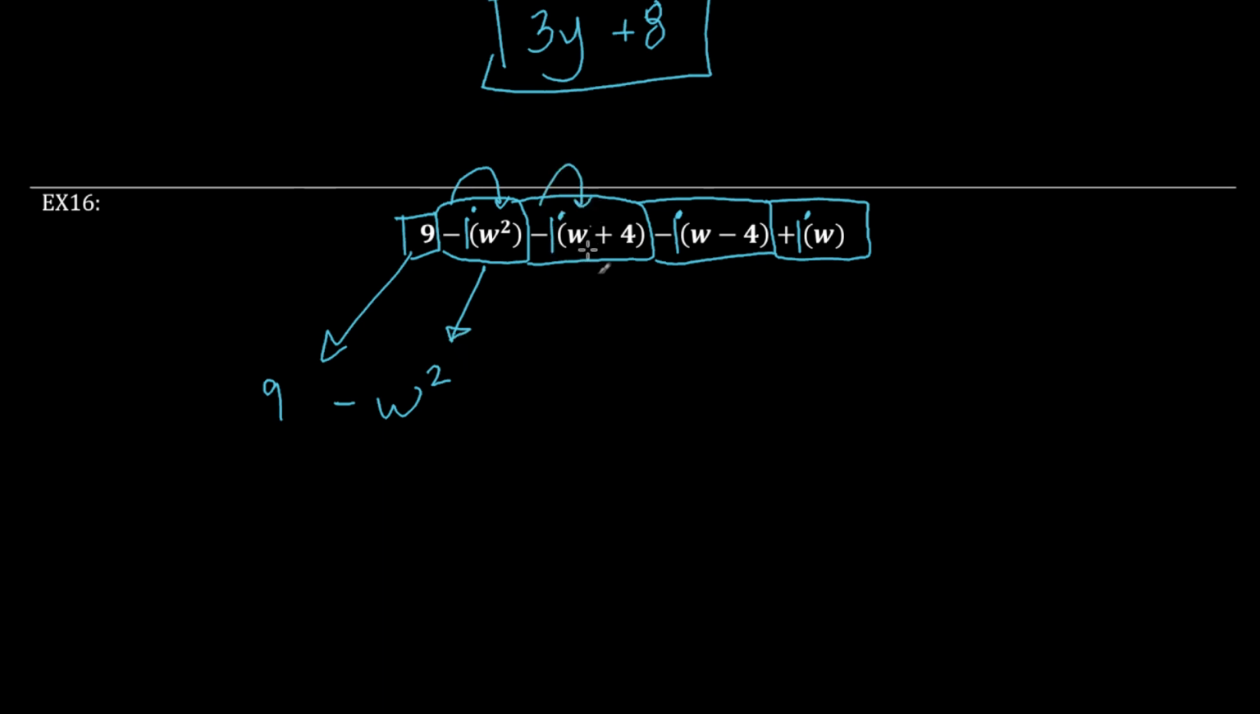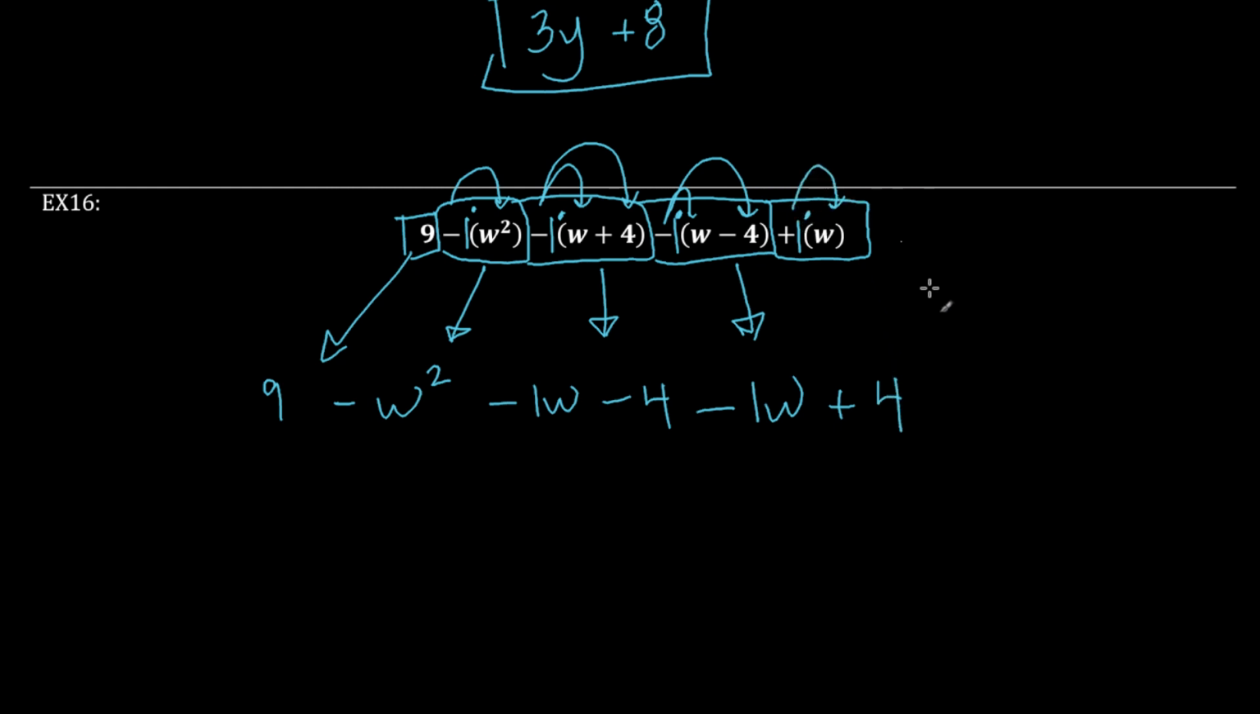Okay, a negative times a positive is a negative 1w. A negative times a positive again is a negative. 1 times 4 is 4. Oh, this group right here. Negative times a positive is a negative. 1 times w is 1w. Negative times a negative, so I'll write this one first. Negative times a negative is a positive. 1 times 4 is 4. And lastly, a positive times a positive is a positive 1w.